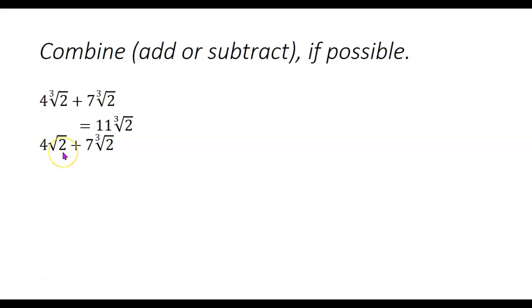How about 4 times the square root of 2 plus 7 times the cube root of 2? Are those like radicals? Can we combine those? No, we can't. It has to just stay the way it is. These can't be combined.